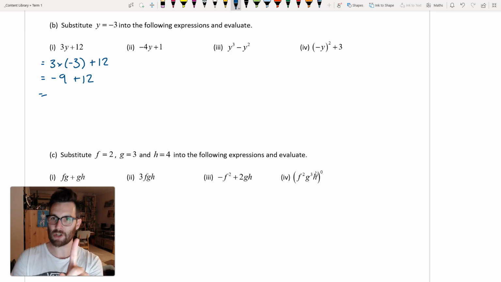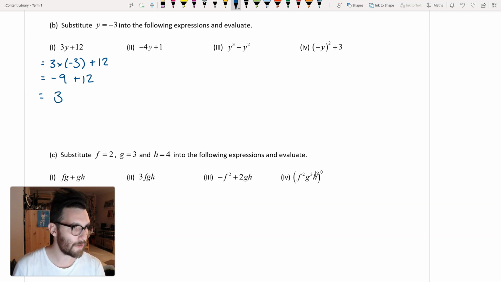So here, we're here at negative 9. We want to add 12 onto that. So it takes us 9 to get to 0, and then another 3 where we've added on 12 in total. So negative 9 plus 12 gives us 3. Okay, next one, negative 4y. So this one's a little weird. So negative 4 multiplied by, we'll swap in y, which is negative 3, plus 1. Okay. 4 times 3 is 12, and a negative times a negative gives us a positive. So now 12 plus 1, which is 13. Woo.